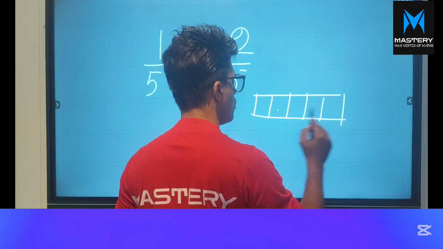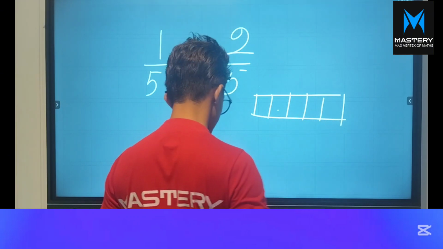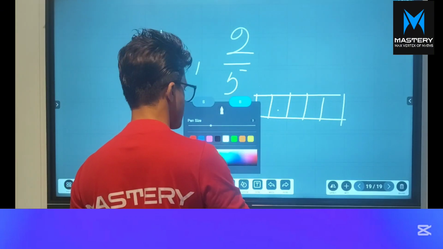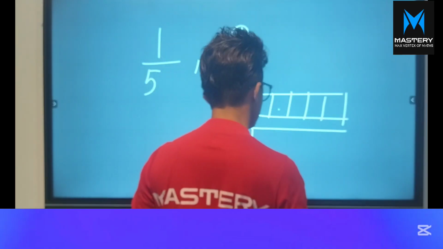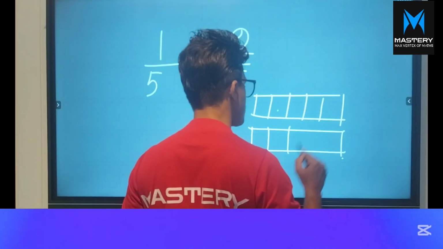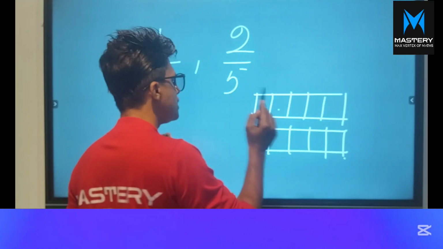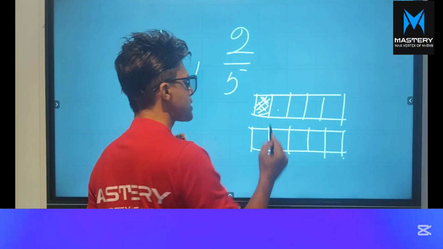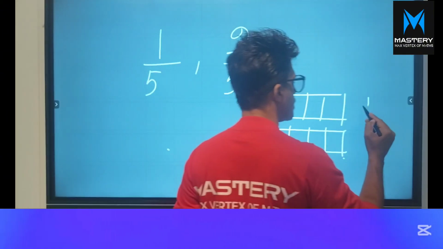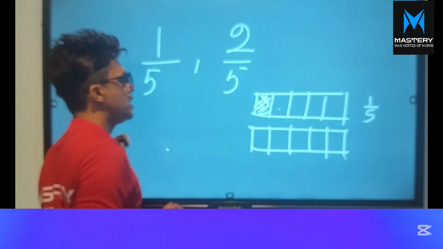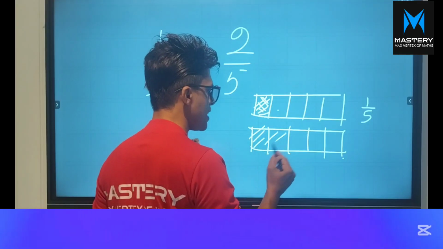1, 2, 3, 4, 1, 2, 3, 4, 5. The same thing is done here as well. So, 1, 2, 3, 4, 5. Here, one segment is shaded, which is 1 over 5. Here, 2 segments are shaded.